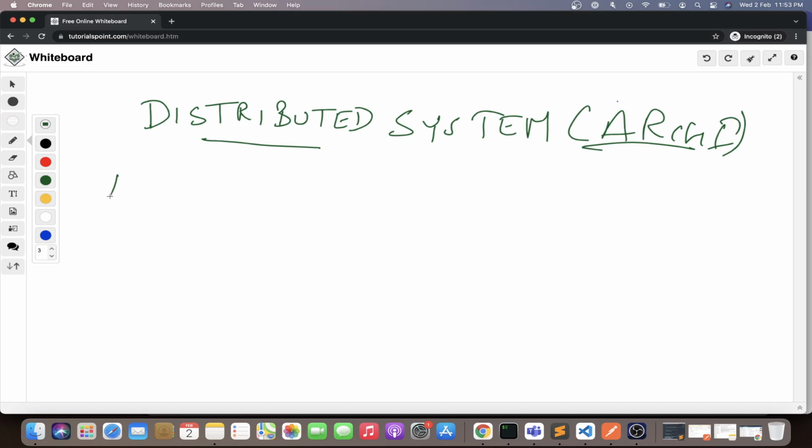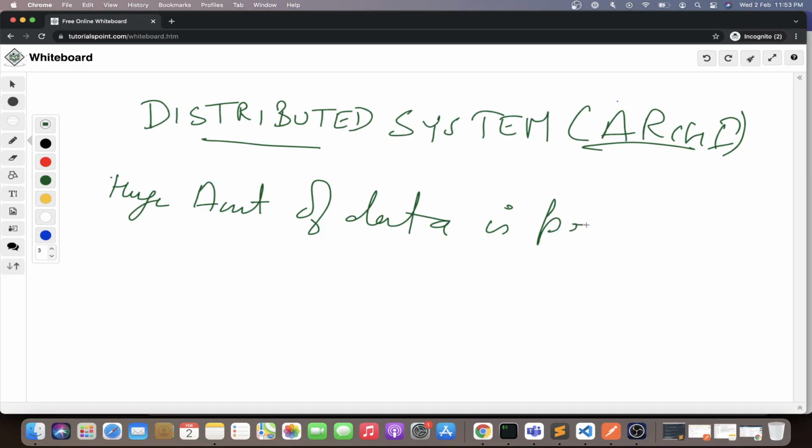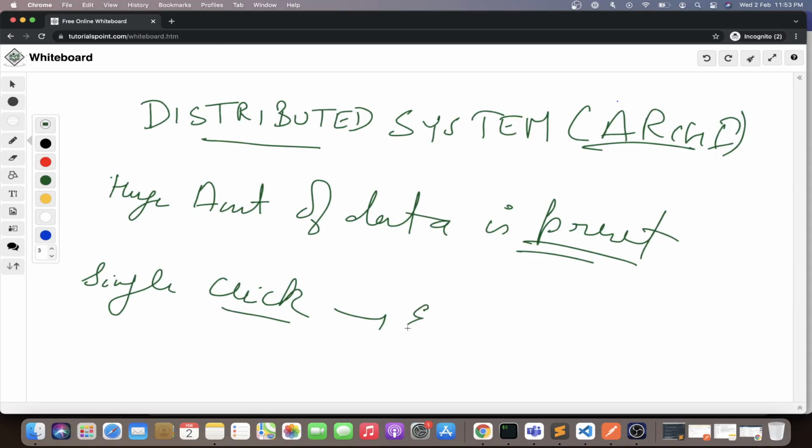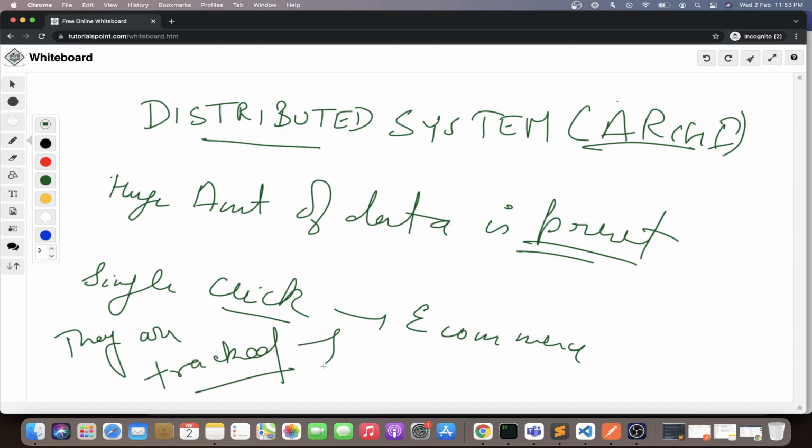Basically, there is a huge amount of data present in today's world, because even a single click that we make on e-commerce websites is being tracked. So an enormous amount of data is there. So we have to make a better user experience.